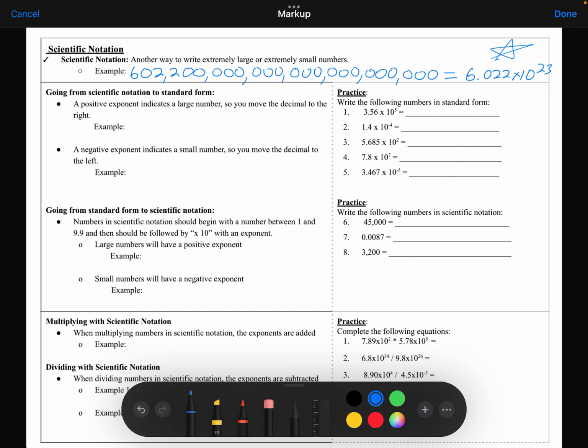If I am going from scientific notation to standard form, the rules are that a positive exponent is going to indicate a large number. So to move from scientific notation into standard form, we're going to move our decimal place to the right. So let's say I have the number 1.34 times 10 to the 4th power. That gives me some pieces of information.